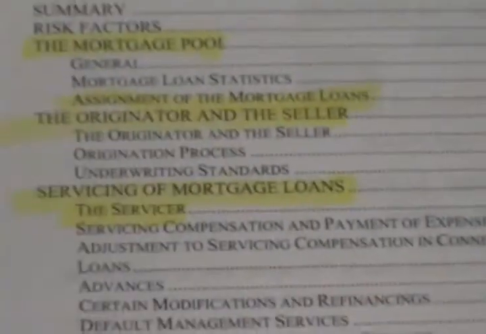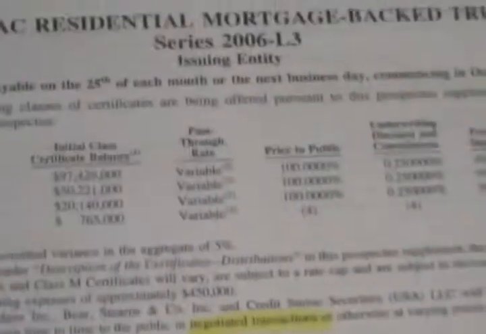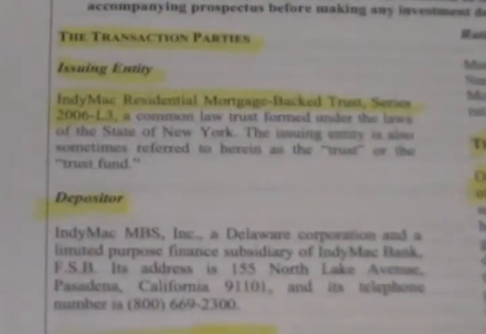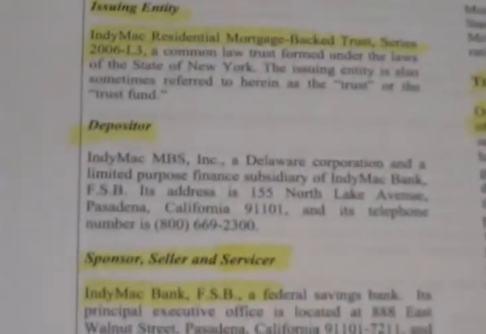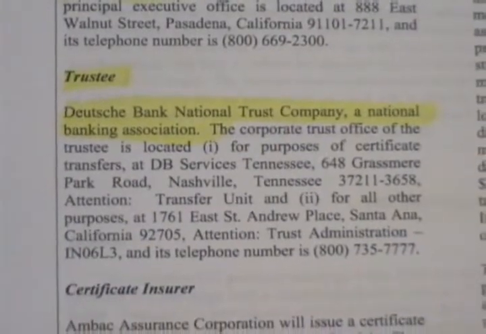Here is the table of contents. Basically, these prospectuses are usually 3 to 6 inches thick sometimes, so there's a lot of reading. You can go down, down, down. I'm just pointing out the important issues. Here is the summary and the parties to this entire transaction. The issuing entity, that's where all the mortgages are. The depositor, sponsor, seller, servicer, trustee. We'll come back to that one.